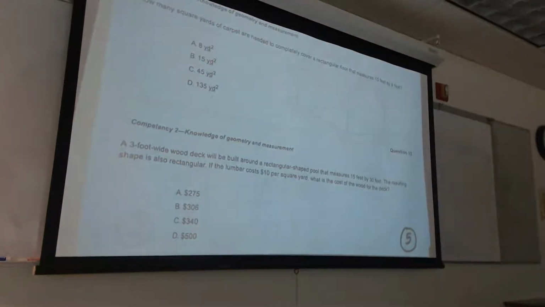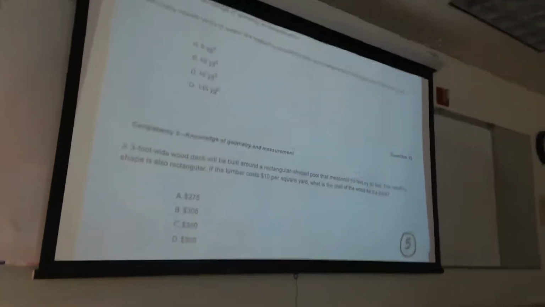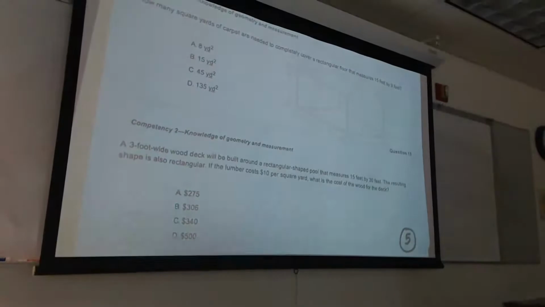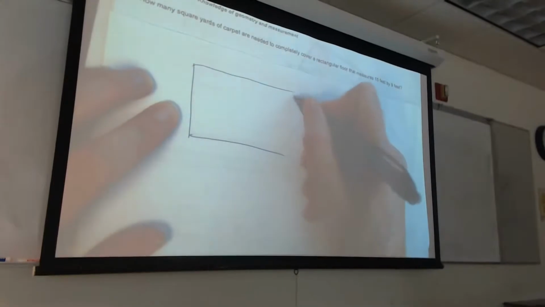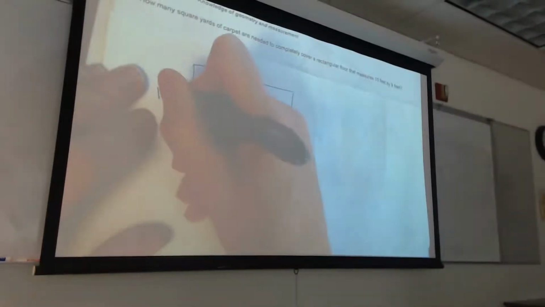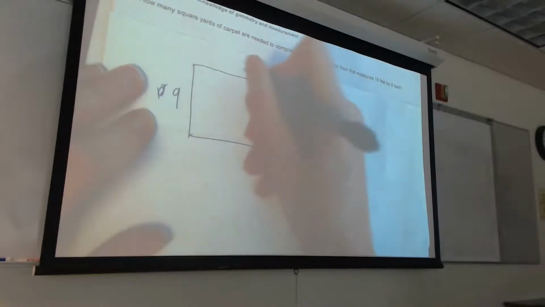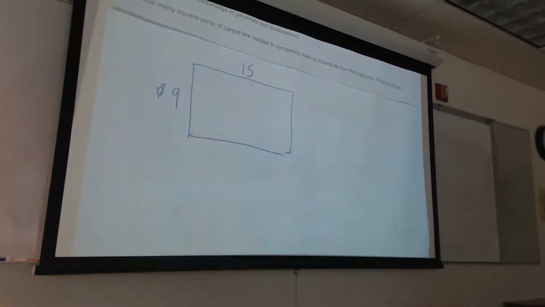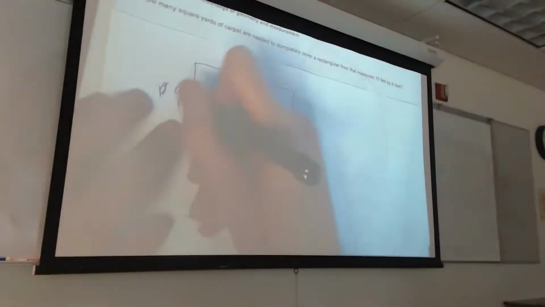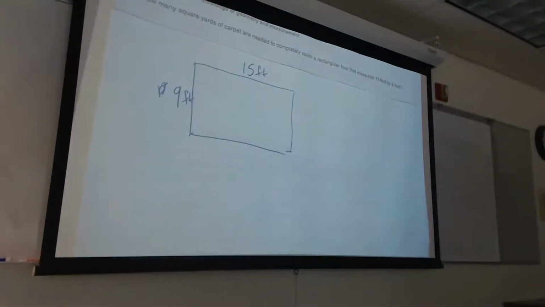Okay, how many square yards of carpet are needed to completely cover a rectangular floor that measures 15 by 9? What do you think the first thing I'm going to do? I'm going to draw it. So I'm going to make my 15 by 9. Now, what are the units that they gave me? 15 by 9 what? Feet. And they want the answers in what? Yards. Always, always, always change your units first.